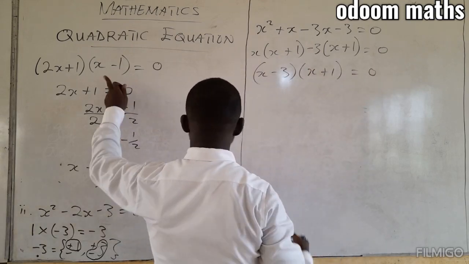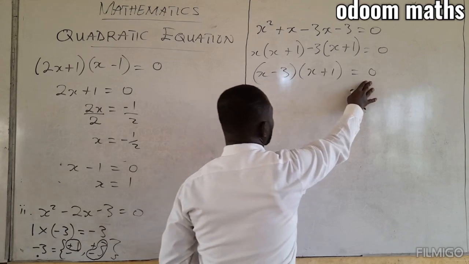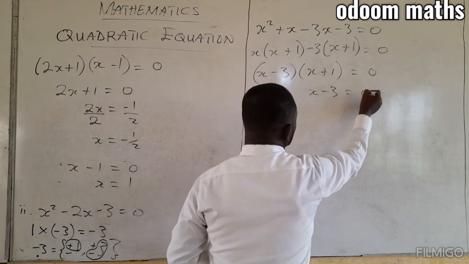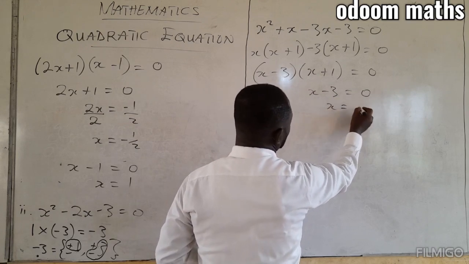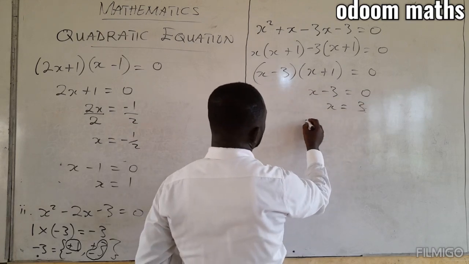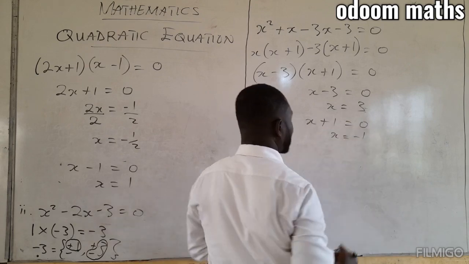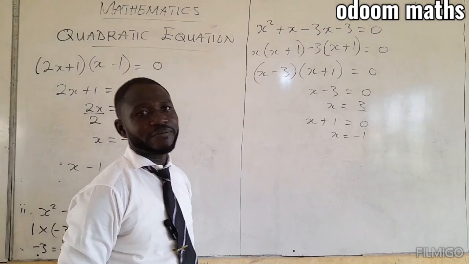Like I did earlier, I take this and equate to 0 and this one also to 0. So x minus 3 equals 0. That is going to give me x equal to 3. Then x plus 1 equals 0. x becomes negative 1. So that is that.